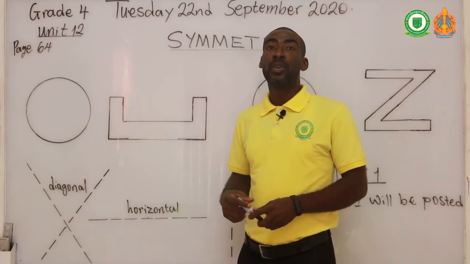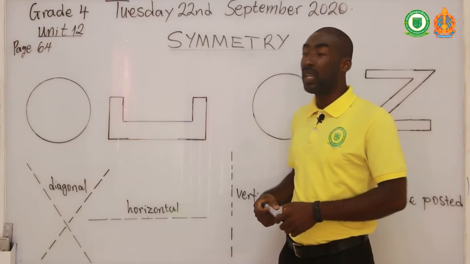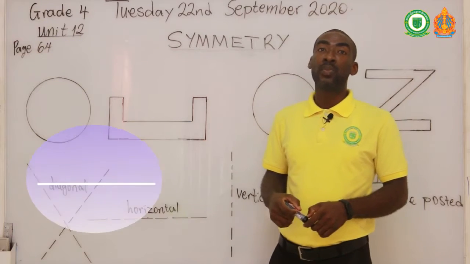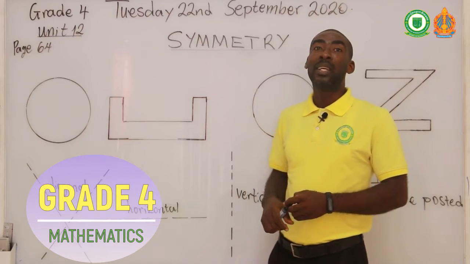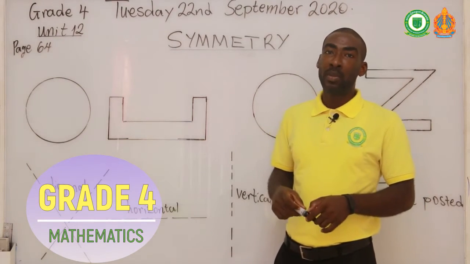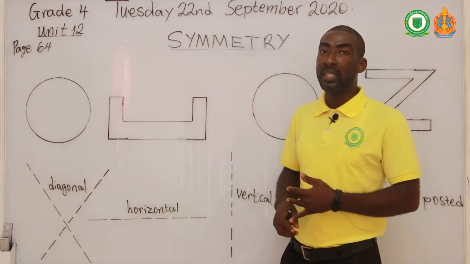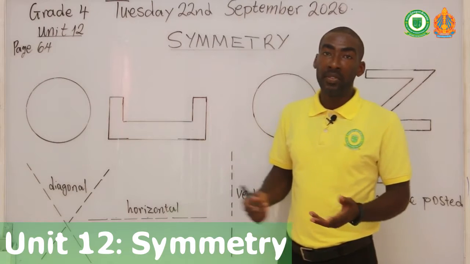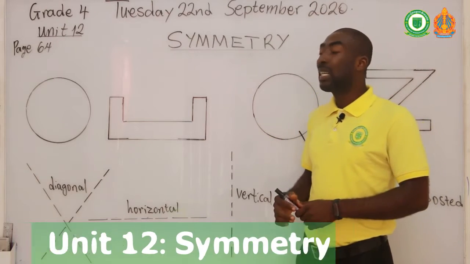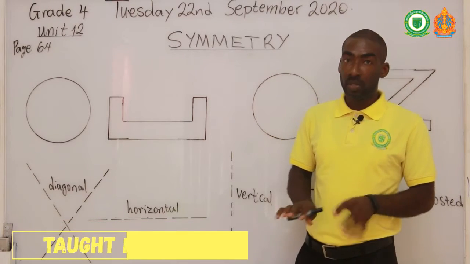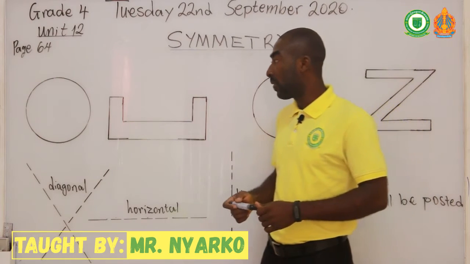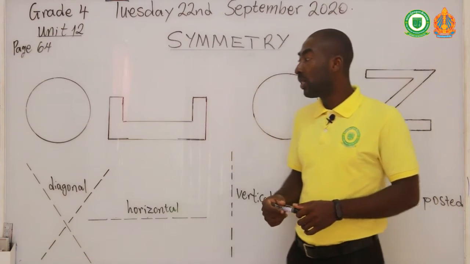Again, what you should also understand is that some shapes can have more than one line of symmetry. Others can take just one line. Some can take uncountable numbers. So we're going to see the shape that can take up to infinity, the shape that can take one line of symmetry, and some shapes that cannot take a line of symmetry at all. These are some of the things that you should always note.